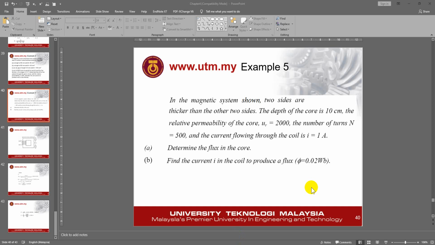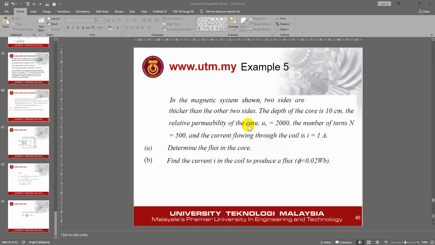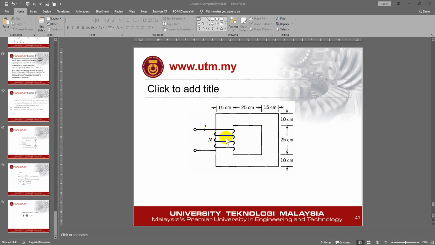So we continue with example 5. In this magnetic system shown, two sides are thicker than the other side. The depth of the core is 10 cm. So be careful, sometimes they don't give the area, so you have to calculate on your own. They give the depth, 10 cm. For this example, the width is 15 and the thickness is 10. So you have to multiply 15 by 10, you get the area. The area needs to be perpendicular to the flux, so the flux will flow here to here.